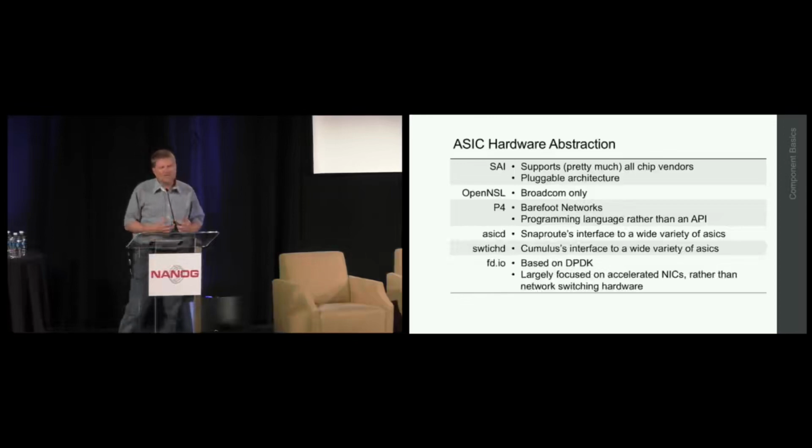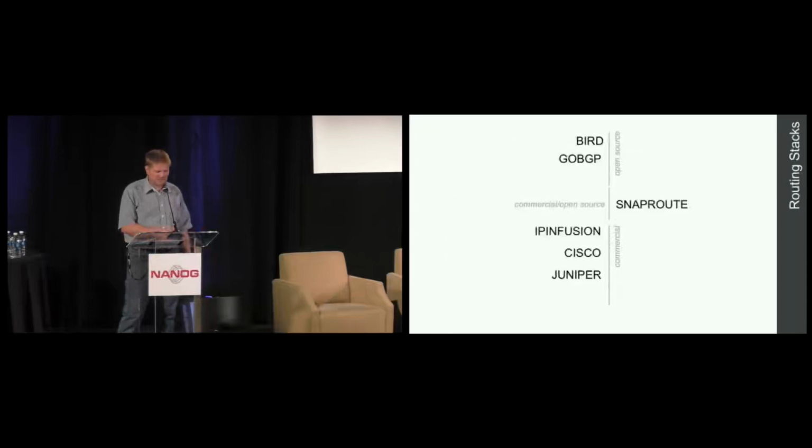ASIC-D is SnapRoute's interface to a wide variety of ASICs. This is proprietary to SnapRoute. You have to buy this from them. Switch-D is Cumulus's very similar product. FDIO is based on DPDK, and this is another open source project that I think started out at Cisco and became a general project that you can use. It's largely focused on NICs, however, rather than network switching hardware. So this gives you a slight rundown of some of the projects that are out there. In fact, these are all the ones that I know of. There may be others built into IP Infusion and other projects that are out there.